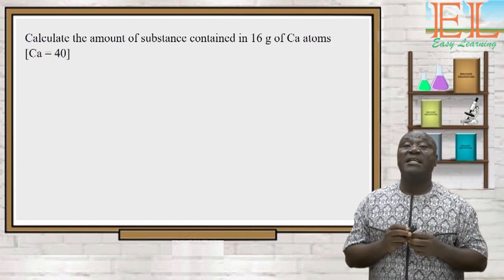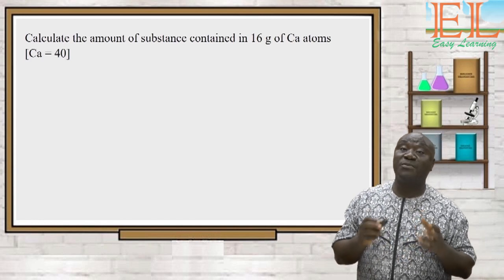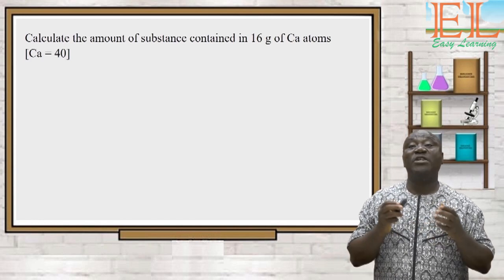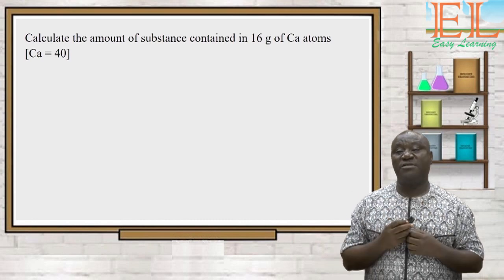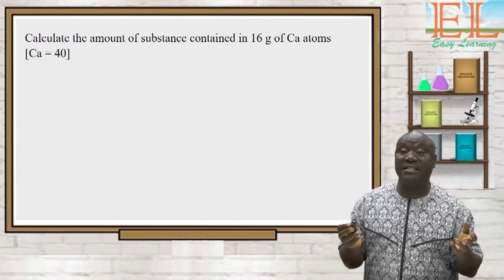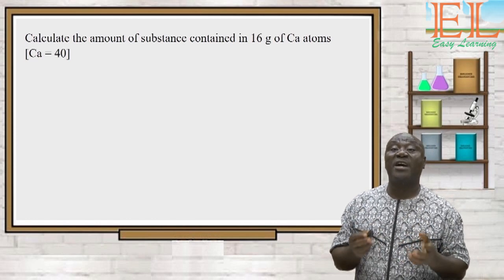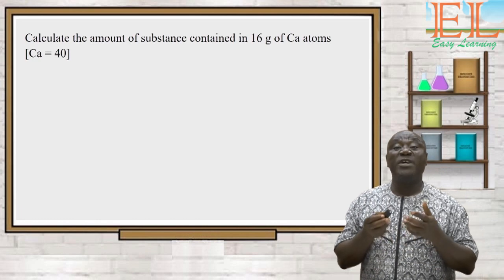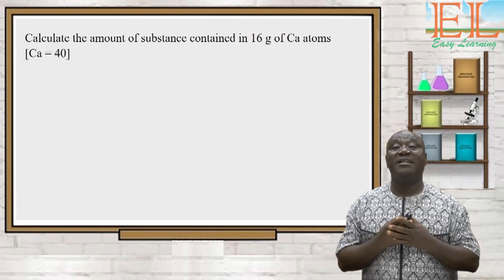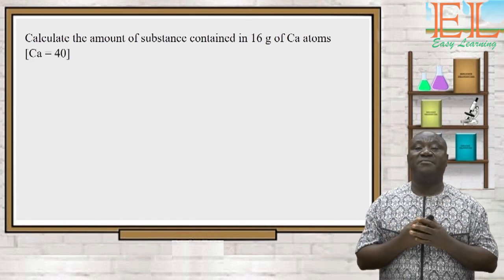Calculate the amount of substance contained in 16 grams of calcium atoms, given that the relative atomic mass of calcium is 40. You have 20 seconds to present your work. You can start work.